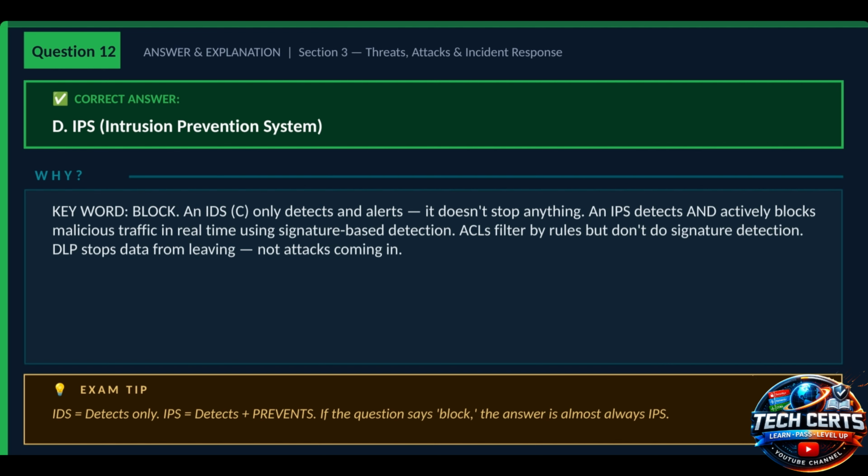Here's the rule to memorize. IDS equals detects only. IPS equals detects plus prevents. If the question says block, the answer is almost always IPS.